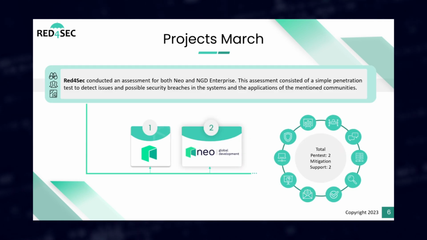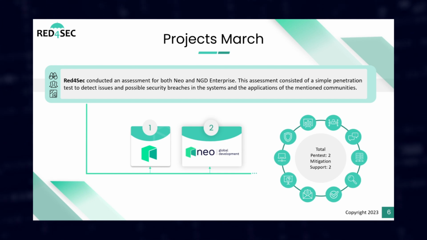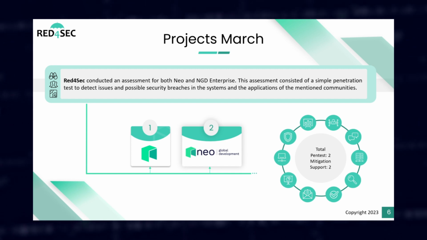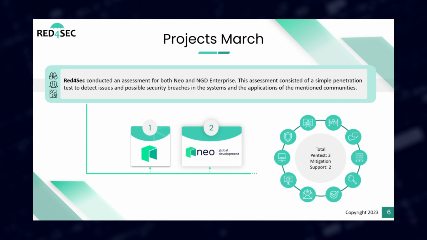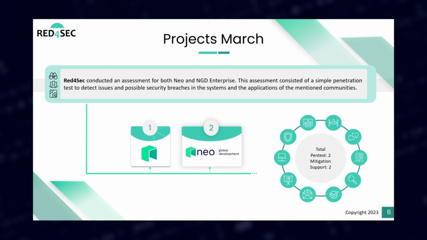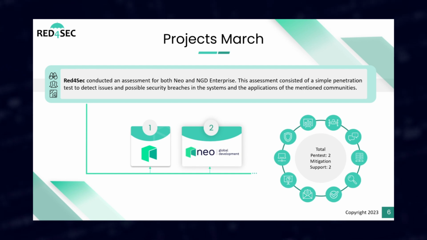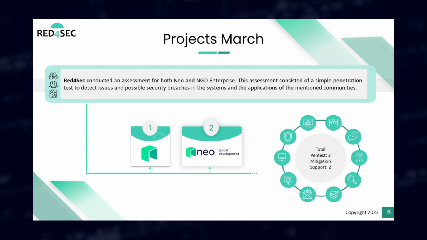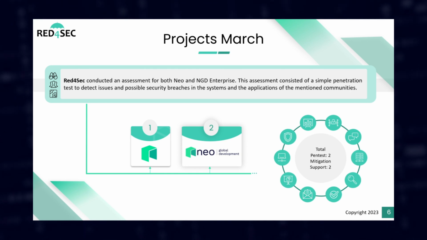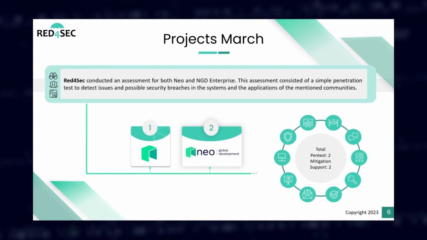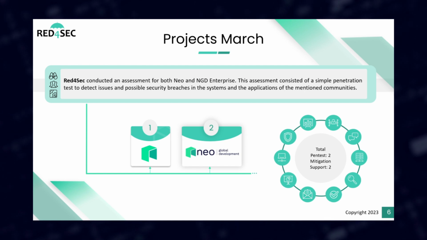In the month of March, our team, motivated by the latest events, considered it of great importance to carry out a small assessment, both for Neo and for NGD. This assessment consisted of an enumeration of assets combined with a superficial pen test to detect vulnerabilities and possible security breaches in the systems and applications of the mentioned communities. This month, we executed the evaluation on Neo and NGD Enterprise, and during the review, we identified vulnerabilities of critical and high risk levels. Also, we identified small recommendations that, if applied, would help strengthen the security of the entire ecosystem.